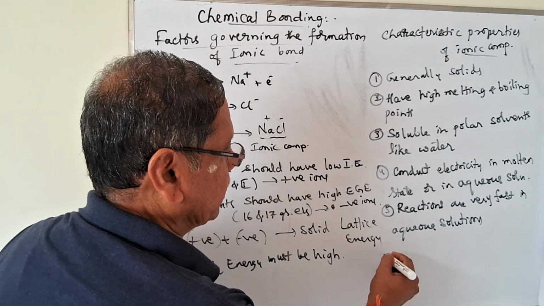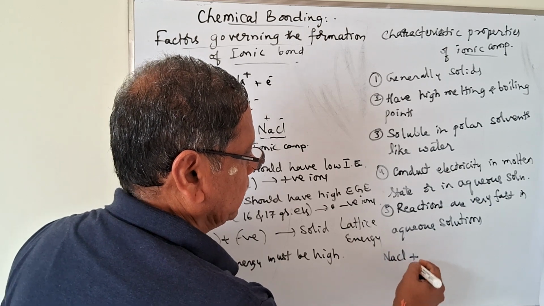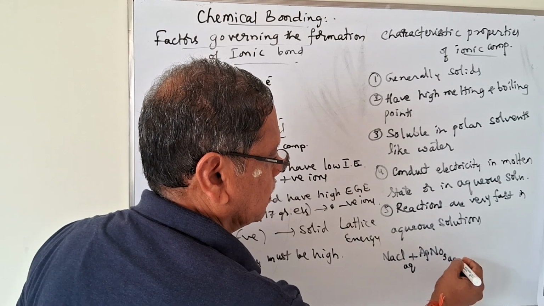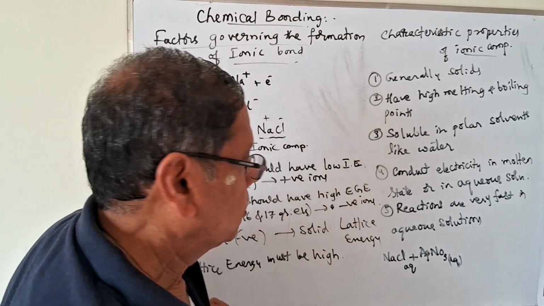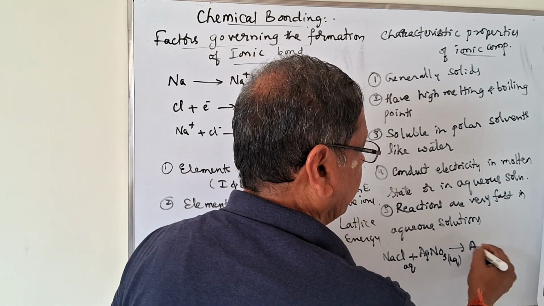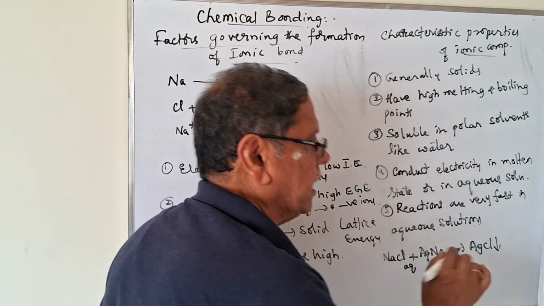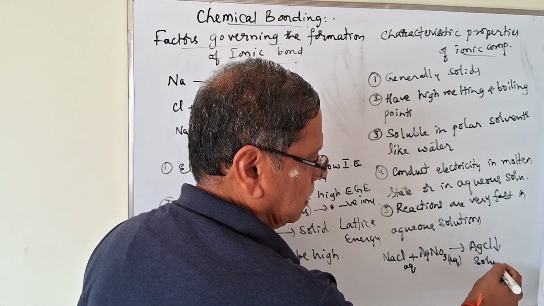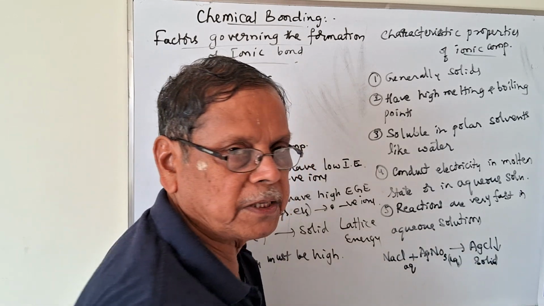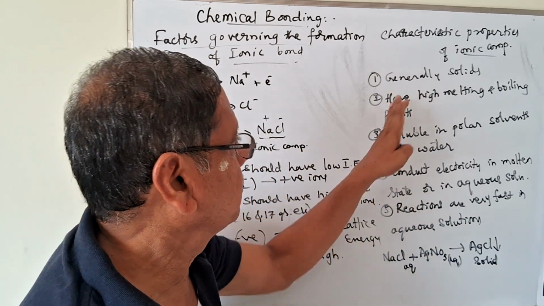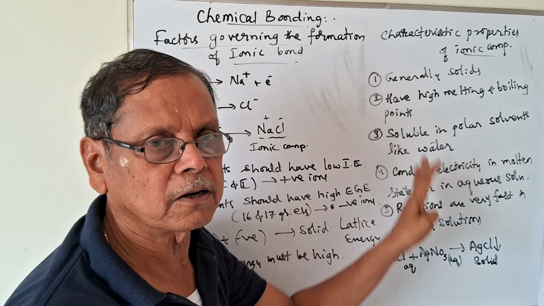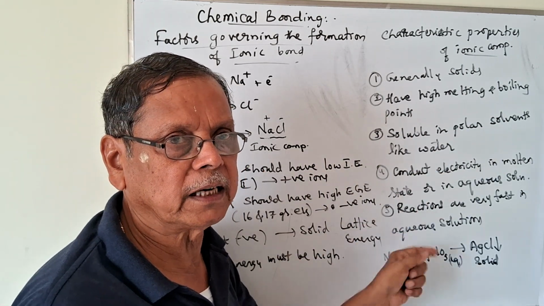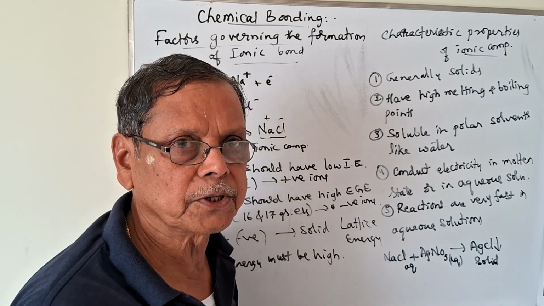For example, when you take sodium chloride in the aqueous medium and react it with silver nitrate solution in the aqueous medium, quickly we will get the precipitate of AgCl. As soon as you mix, you will get the solid AgCl, since this AgCl is insoluble in water and gets precipitated. So these are some important properties of the ionic compounds. In the next video, we will go for the other type of compound, that is covalent compounds.